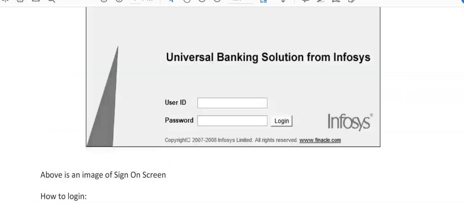So friends, most of you must be aware how the Finacle screen looks. Universal UBS, universal banking solutions from Infosys, user ID. All those who join the bank are allotted a user ID as per their requirements, and their various powers are allotted as per their designation. And the password they can create after the database operator has allotted them a simple password which needs to be changed frequently. So this is an image of the sign on screen, right?